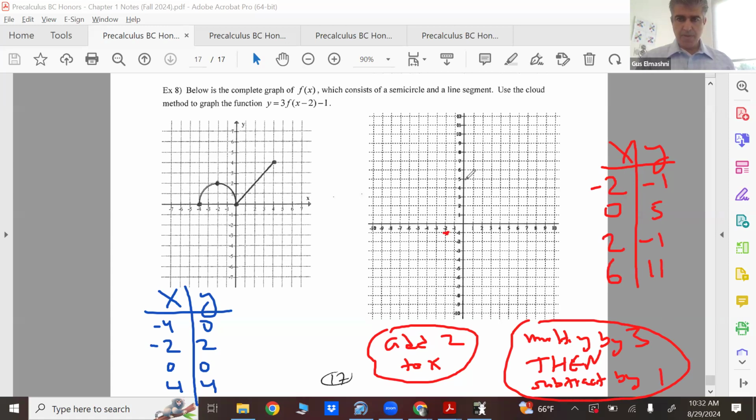So I'm being very thorough here to the best of my ability. See how a circle gets stretched, right? Kind of makes sense, right? It's kind of weird, but they get stretched. And there's a shift of 2 right and 1 down. That makes sense also.